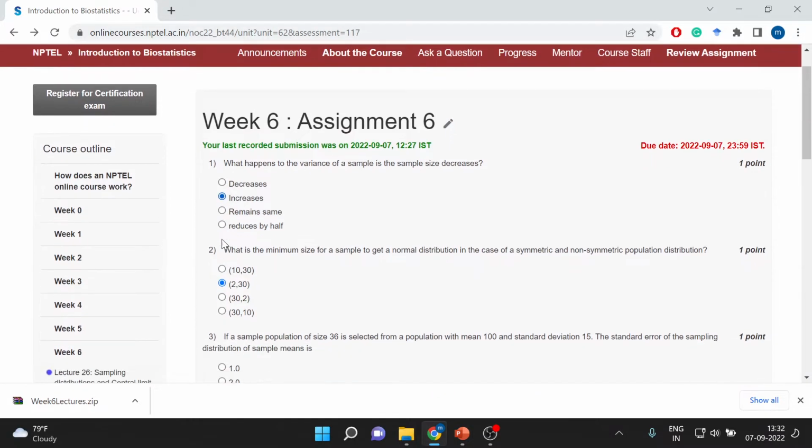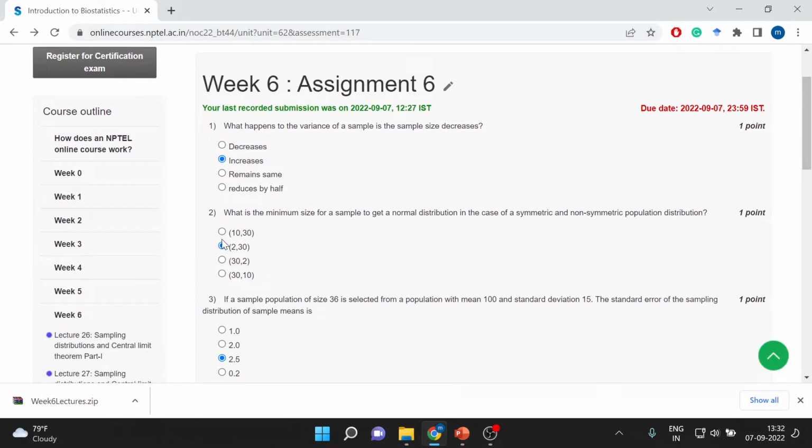So yeah. Next question is, what is the minimum size for a sample to get a normal distribution in the case of a symmetric and non-symmetric population distribution? And the answer to this is, for a symmetric distribution, you just need two samples. From that, you can derive the standard deviation, mean, and everything. And because it's symmetric, it looks like a normal. Okay, you can define it just with the mean and standard deviation, which are parametrics of a normal.